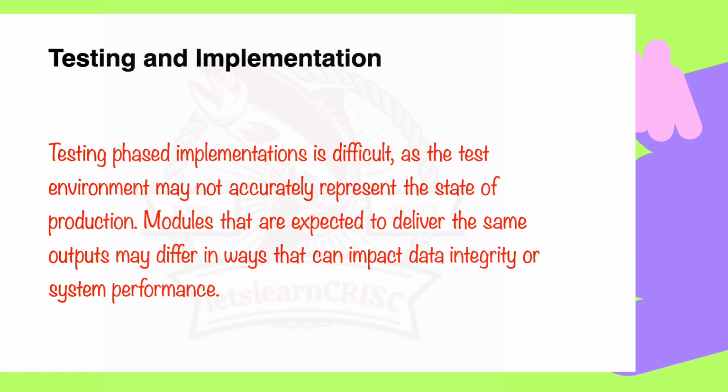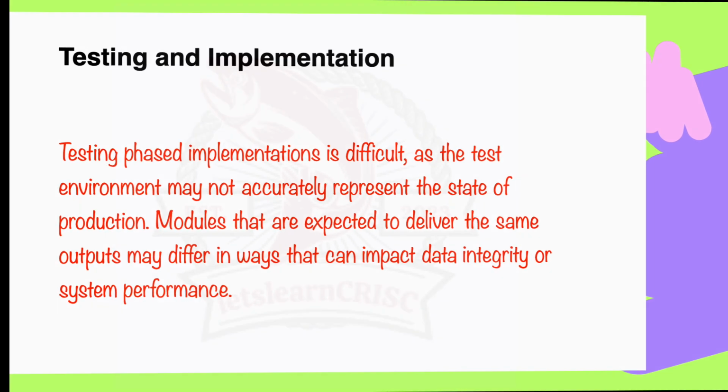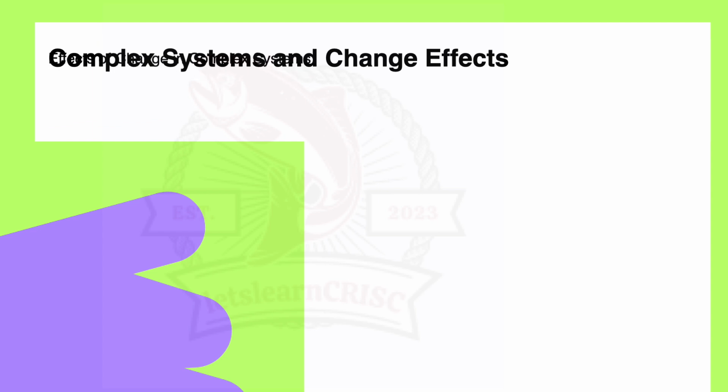Moving next, the phased implementation may introduce variability between modules, impacting data integrity or system performance. Even if modules are expected to deliver similar outputs, differences in their behavior may affect the overall reliability of the system, right? So friends, it is like practicing, just take an example like a dance routine, right? In a rehearsal studio before a live performance, the controlled environment might not capture all the variables present during the actual show, leading to unexpected challenges during implementation, right? So these challenges emphasize the need for careful testing and consideration of potential module variation to ensure a smooth and reliable phased implementation, right?